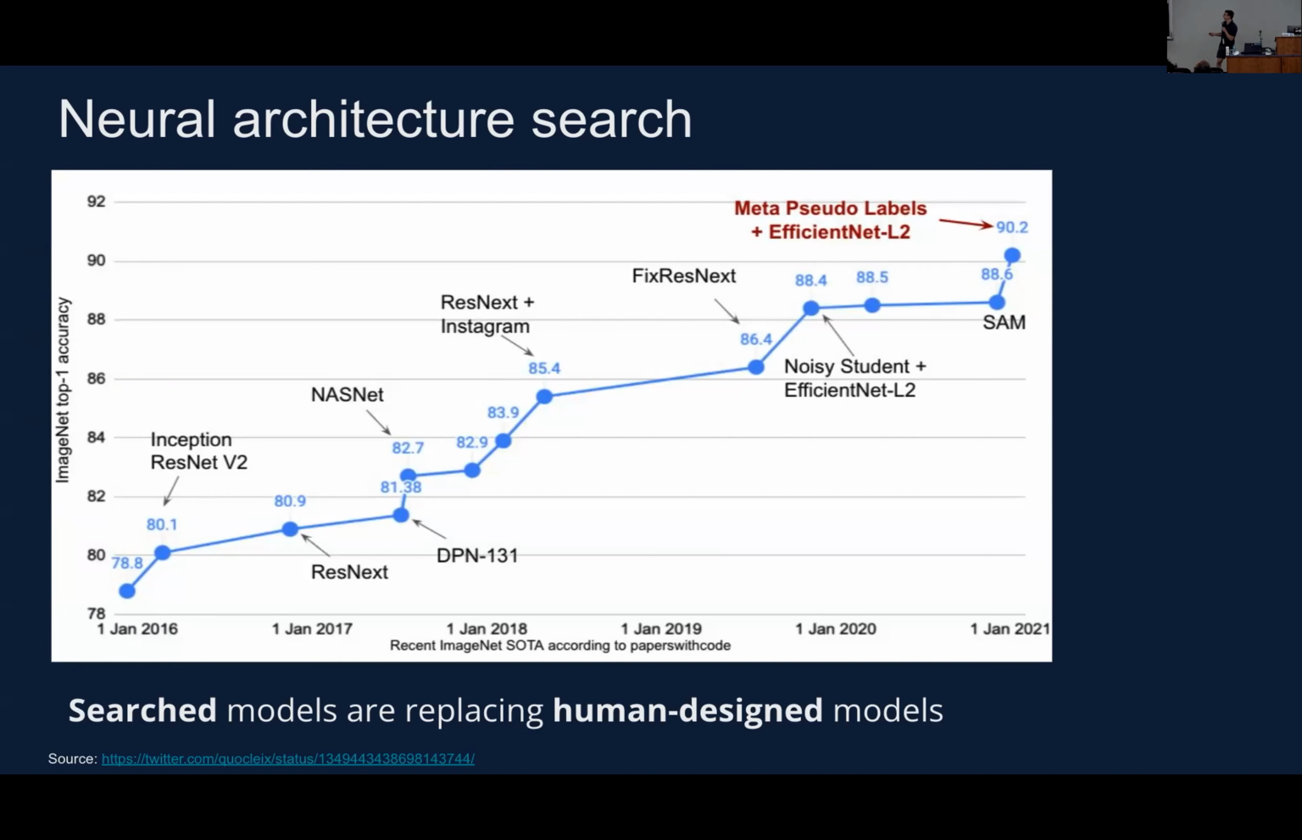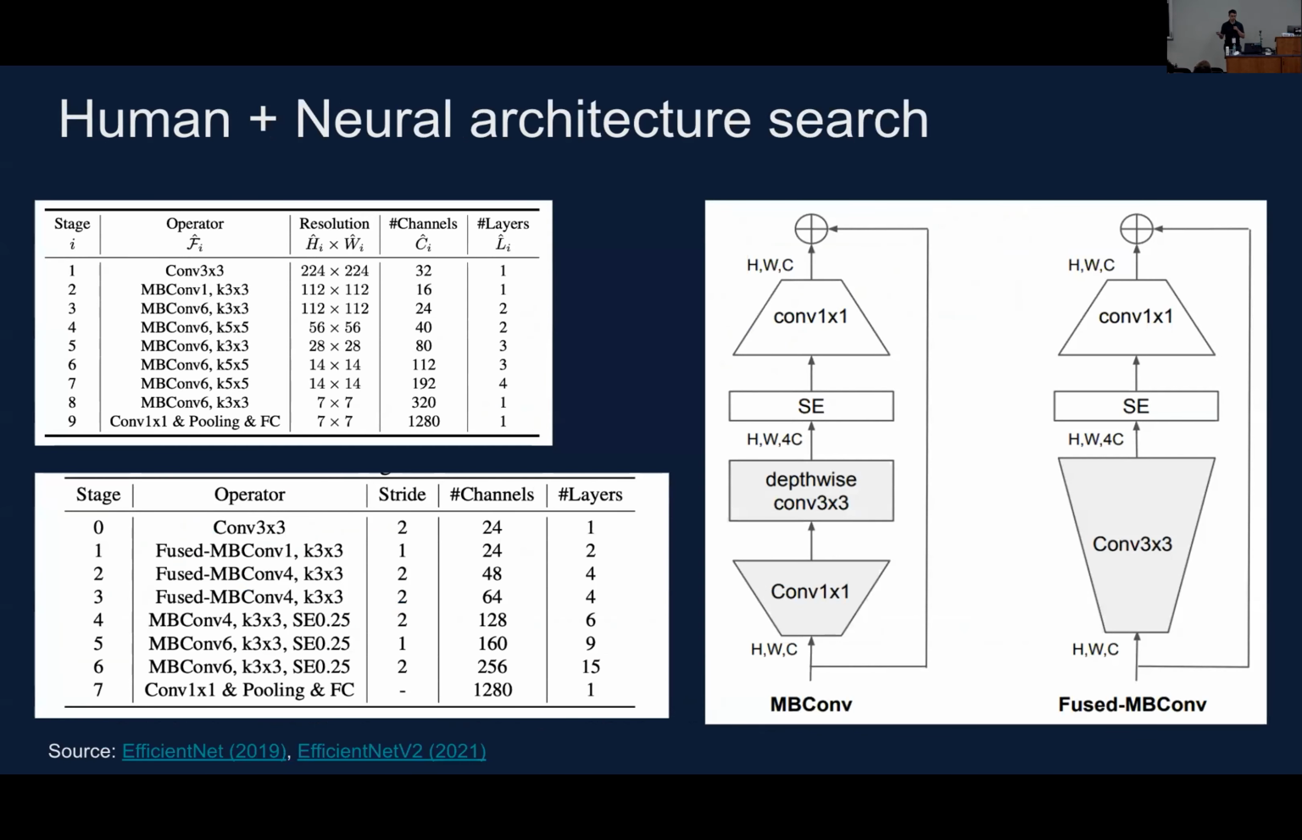And nowadays in 2021 and beyond, with the EfficientNet line of architectures, it's really the searched architectures that are outperforming architectures that are fully human designed. But to be fair, there's still quite a lot of human effort. It's really a joint effort at this point. This is the EfficientNet architecture. On the left are all the magic numbers that were found by search algorithms, and on the right are the specialized building blocks designed by humans.